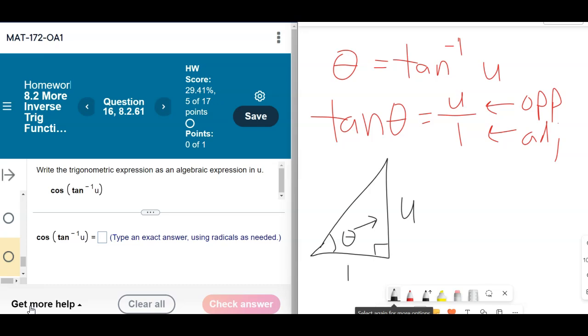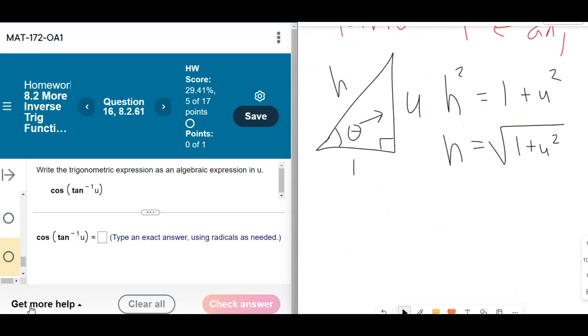And so the Pythagorean theorem would say that this hypotenuse squared is the legs squared summed together. So 1 squared plus u squared. Alright, 1 squared is just 1, so I'll just write that as 1. So h squared equals 1 plus u squared, and so h is then equal to the square root of that.